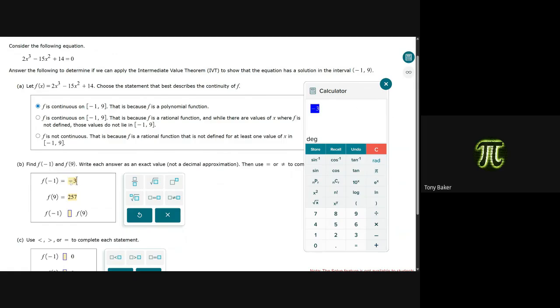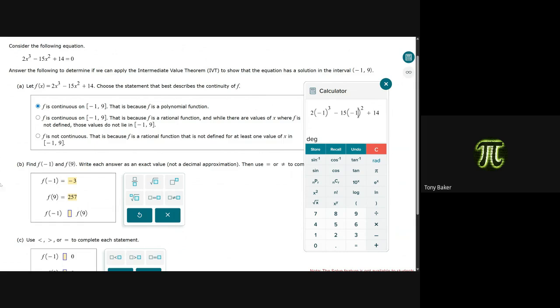Got -3? If you're using the Alex calculator, there's a nice little trick. Once you get the answer, if you hit undo, it goes back to where you had the problem. You can then just change those two numbers there to a 9. You don't have to retype the whole problem.